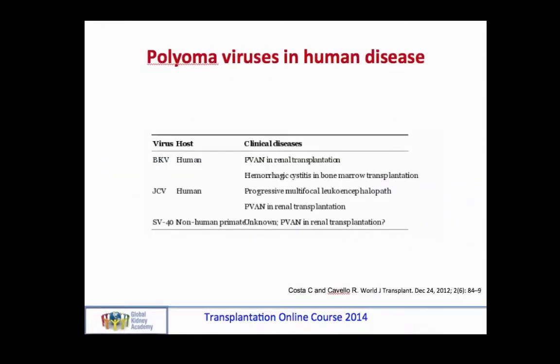So the polyoma virus in human disease: you've got BK virus that can cause PVAN, polyoma virus-associated nephropathy, in kidney transplantation. In bone marrow transplantation, you tend to see hemorrhagic cystitis. And JC virus is much less common, but can cause progressive multifocal leukoencephalopathy, and in renal transplantation may also cause a PVAN-type picture. And SV40, the hosts are non-human primates really, and so the significance of SV40 viruses in kidney transplantation is not so clear.